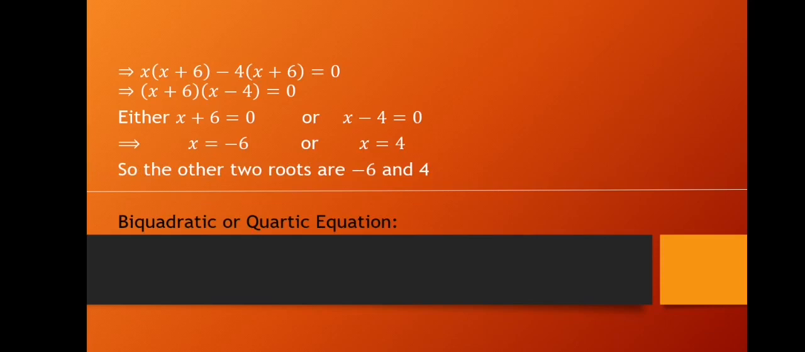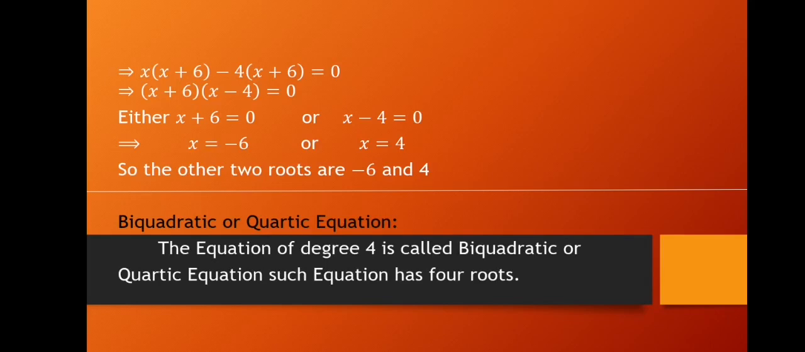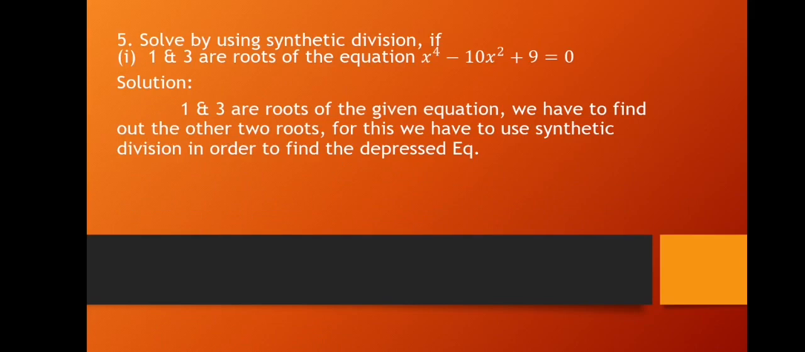Biquadratic or quartic equation. A biquadratic or quartic equation is the one having degree equal to 4. Since its degree is 4, it will have 4 roots. Now we will have to solve the biquadratic or quartic equation using synthetic division. The sum related to it is: solve by using synthetic division.